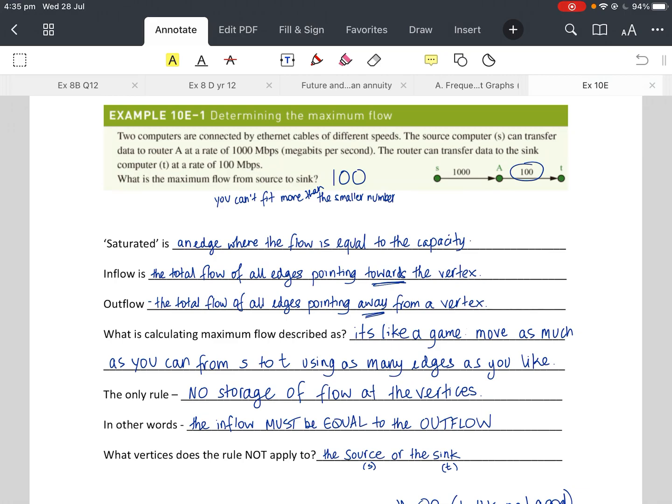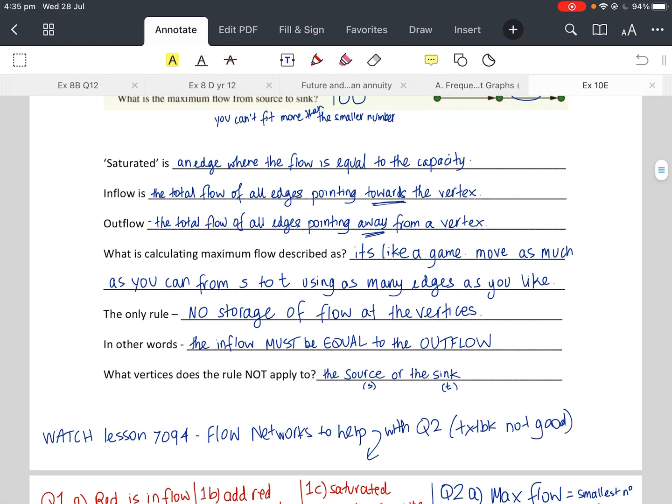Move as much as you can from the source to the sink using as many edges as you like. The only rule is that there can be no storage of flow at the vertices. So in other words, the inflow of a vertex must be equal to the outflow. This rule does not apply to the source or the sink because they only have one way to go, don't they? So hopefully you're able to answer and fill in some of those ones there, because that goes with all of those there.